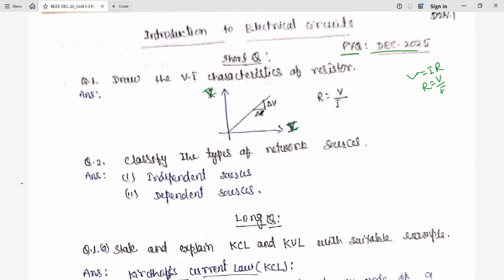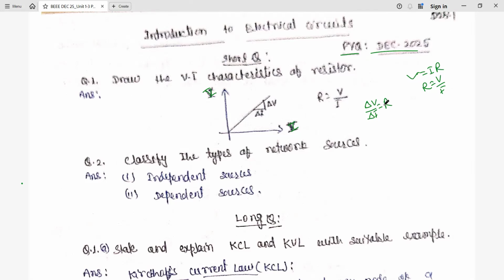On the x-axis is the current, on the y-axis is the voltage. So it has a linear graph. The slope of this linear graph, that is del V upon del I, is going to give us the resistance value.